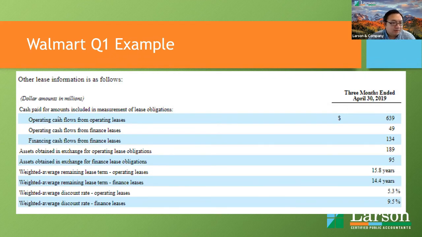Further down, they also disclose the cash paid for amounts included in lease obligations, and the assets obtained in exchange for the non-cash flow items, so assets exchanged for operating lease obligations, or assets exchanged for finance lease obligations. So that's the non-cash side of things. I have seen some people disclose that in the cash flow statement. That's perfectly fine, and that's a supplemental to the cash flow. And then here's the weighted average that they calculate, these four numbers. I'll say these four numbers sometimes give me the biggest headaches as far as the calculation, particularly if there's a company that has lots of different leases.